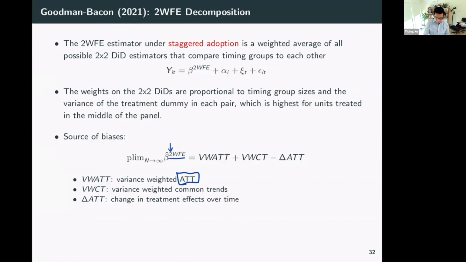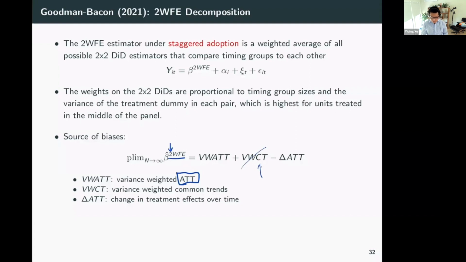And the second term is called variance-weighted common trends, or parallel trends, the same thing. So this is basically saying if you have a parallel trends violation, a common trends violation, this will be part of your beta. If the strict exogeneity assumption is satisfied, this term will go.